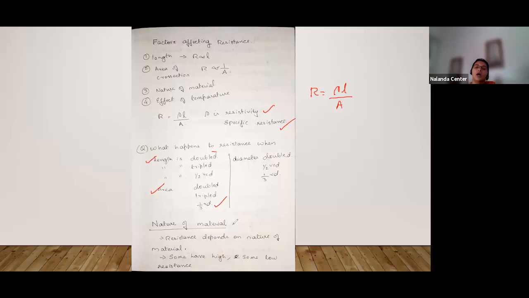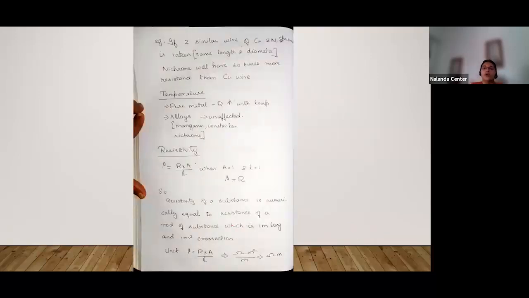Now what about the nature of the material? The resistance is also going to depend on the nature of the material. We saw the example of copper and nichrome. Nichrome is an alloy. Some have high resistance and some have less resistance. Now we are going to deal with resistivity.